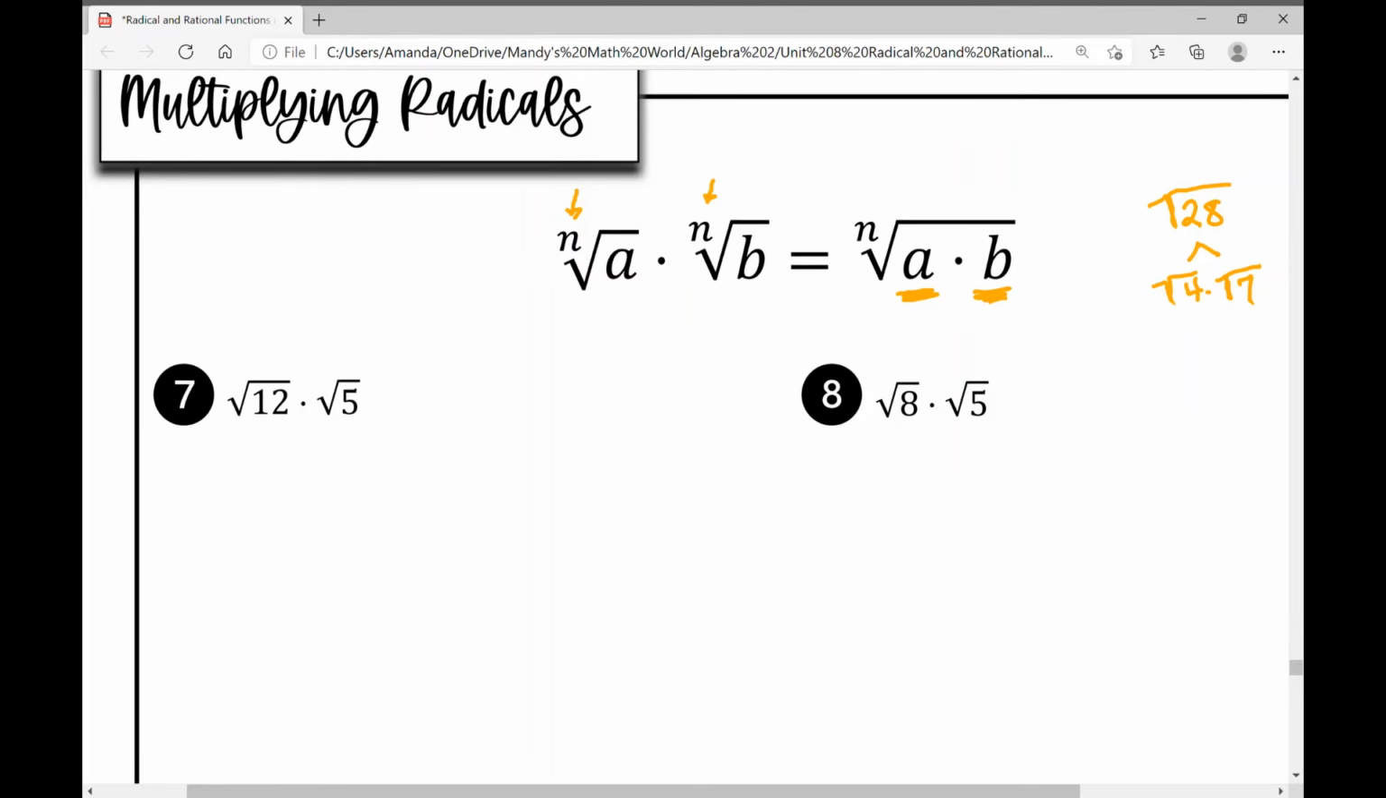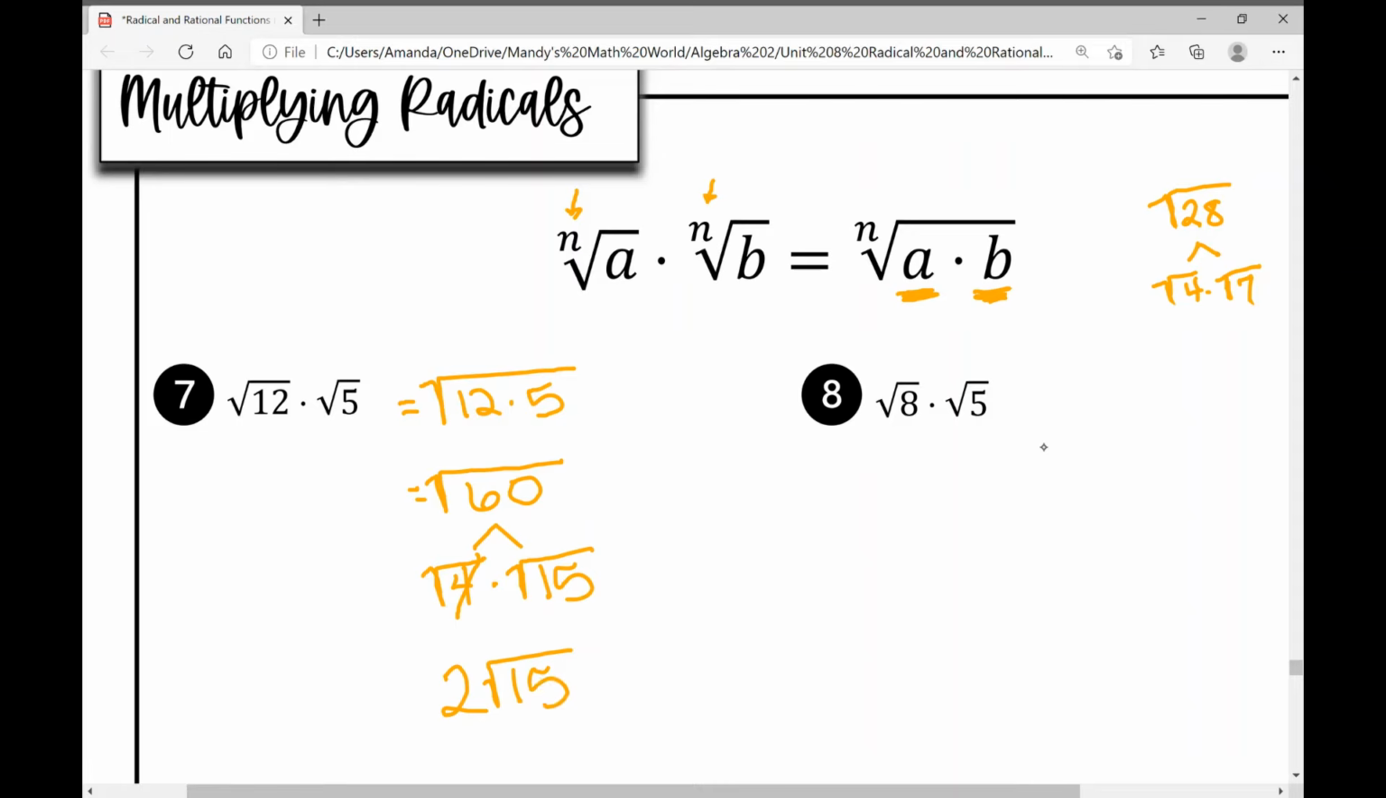The square root of 12 times the square root of 5 on number 7. Well, that's the same thing as the square root of 12 times 5. What is 12 times 5? It's 60. So now I've got the square root of 60. And we can break that down. How can we break that down? What's the biggest perfect square that goes into 60? 4. So I can rewrite it as the square root of 4 times the square root of 15. What is the square root of 4? It's 2. So that's 2 root 15, or 2 square roots of 15. And there's your answer. Let's move on to number 8.